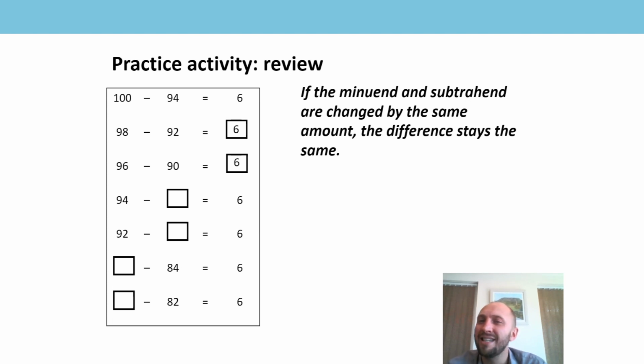Now the next one is asking you in a slightly different way. But if we understand that generalization, we're able to use that understanding to solve it. So it's now asking us to find a missing subtrahend. The minuend is 94. The difference is still 6. So let's look at what's happened from the original minuend of 100. That's right. I've decreased by 6. I've subtracted 6. So what does that mean I need to do in order to keep the difference the same?